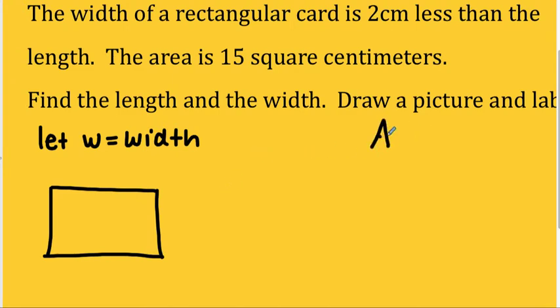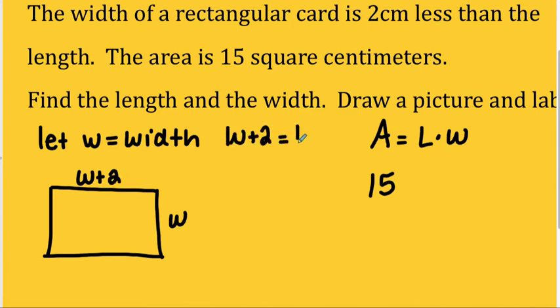I need to know the area formula of a rectangle. So length times width equals area. And so we already know that the area is 15. And if the width is W, it's 2 less than the length. So that means the length has to be W plus 2. So W plus 2 equals the length. All right, I have everything I need to solve this problem, but I still want to take a guess.